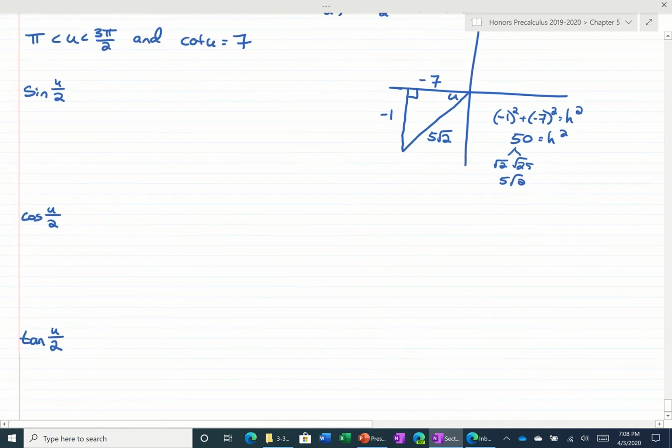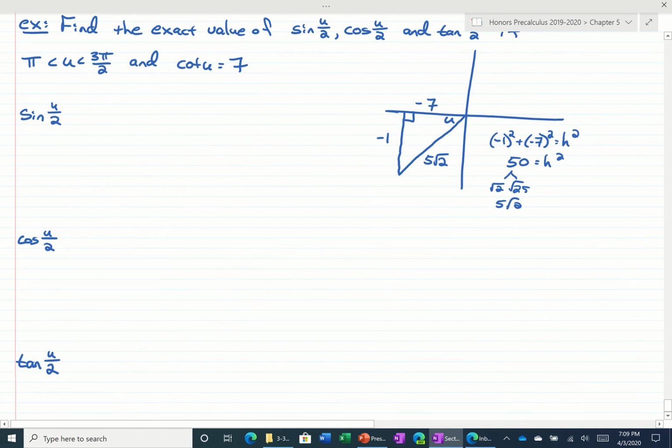Now, in order to figure out if these are positive or negative, let's think about what this angle would be. It's a little bit tricky. So we're in the third quadrant. I'm going to pick any angle in the third quadrant. Let's say 200 degrees. I'm just going to make up a number for you. 200 degrees would put us in the third quadrant. If we take half of that, half of 200 is 100. That puts us in quadrant 2.